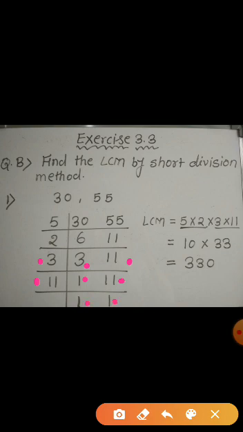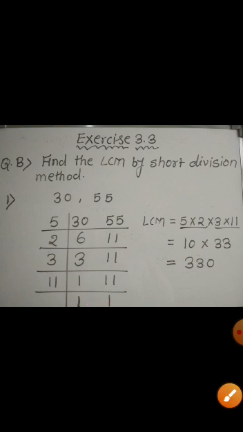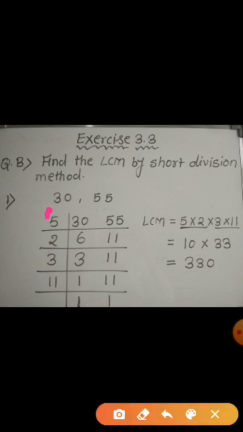So in this way we have to continue this method till we get 1. Then what would be the LCM of the given numbers? Multiply all these prime factors. That will be your LCM. So LCM is 5 into 2 into 3 into 11. If you multiply all these 4 numbers, you will get 330. So 330 is the LCM of 30 and 55.